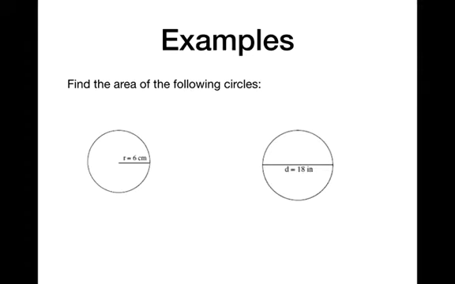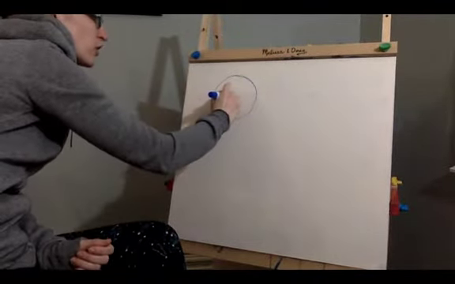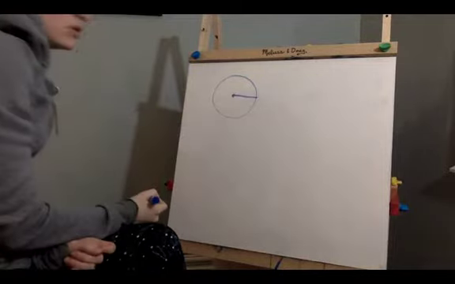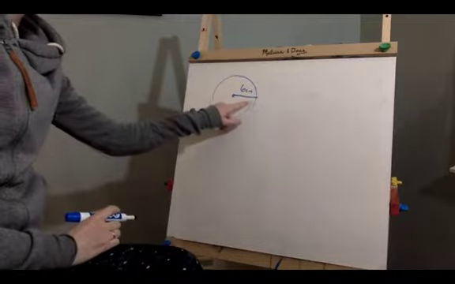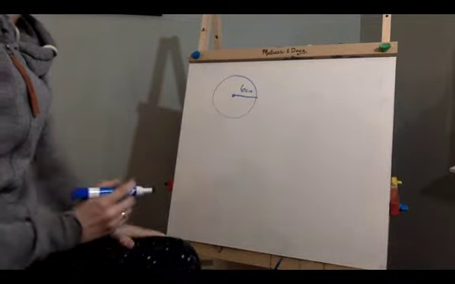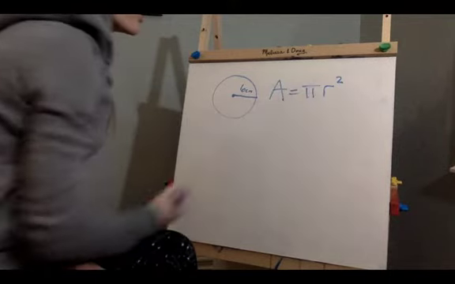So in this first one, we're going to have one with a radius of 6 centimeters, and in our second one we have a diameter of 18 inches. Okay, so let's do those. Okay, so in our first one, right, there was our circle. They showed the distance from the center to the side as a value of 6 centimeters, right? That is the radius by definition, the distance from the center to the outside of the circle. So the area formula is pi r squared, okay?